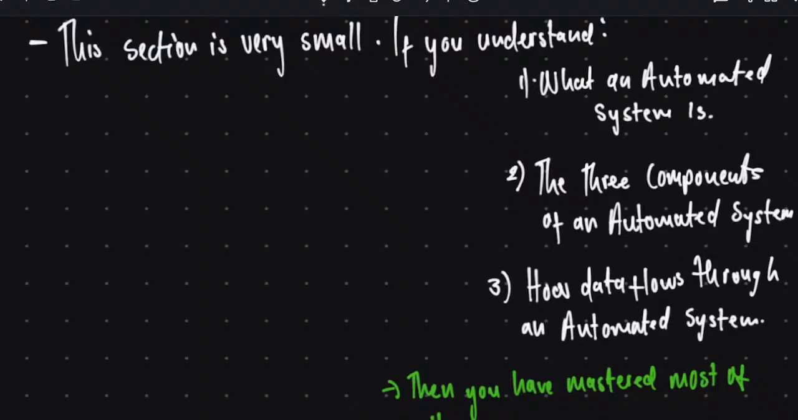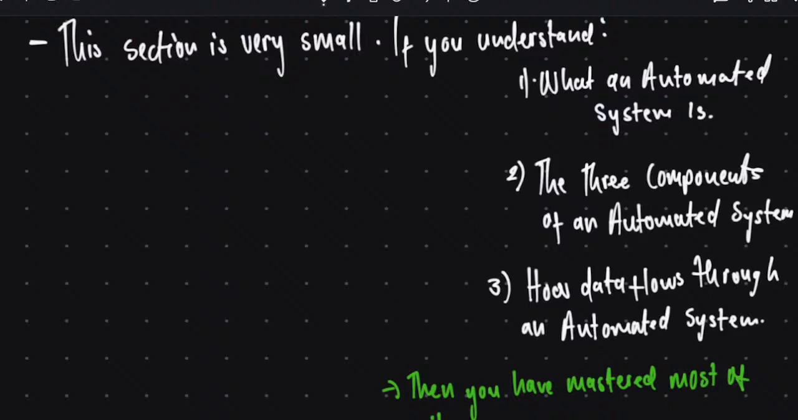Number three. How data flows through an automated system. You have written it. Let's move on. I'm proud of you.